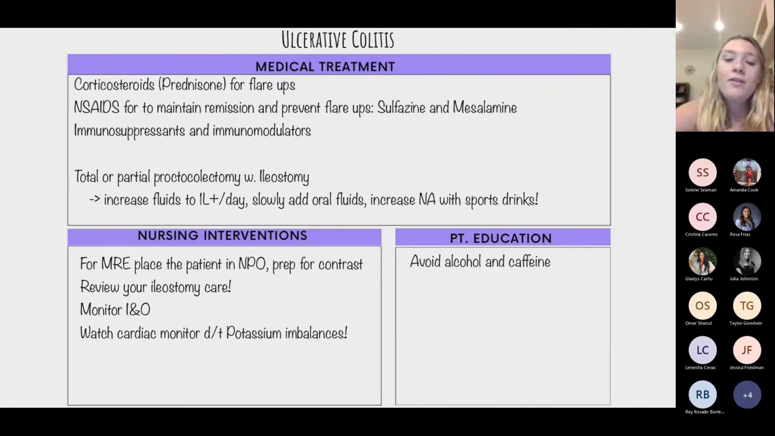So again, if they're receiving an EGD, prep for contrast. If they are to receive an ileostomy, just review your ileostomy care. Keep in mind, Crohn's patients are not able to have an ileostomy. We'll talk a little bit more about that, I promise. But just for ulcerative colitis, I would review some of your ileostomy care. And then think about it. These patients are having lots of runny stool, 10 to 12 stools a day. So I'm concerned for dehydration and some potassium imbalances, specifically hypokalemia.